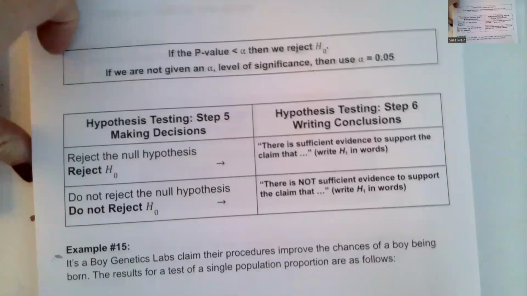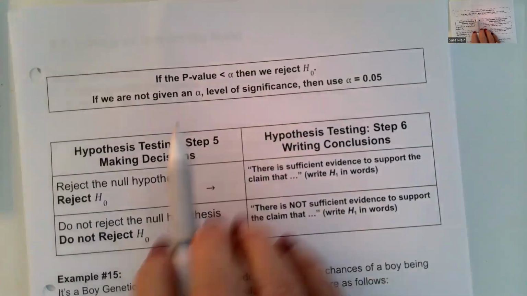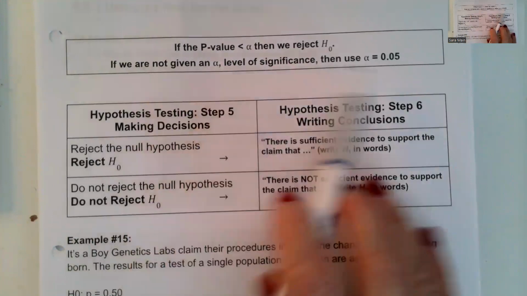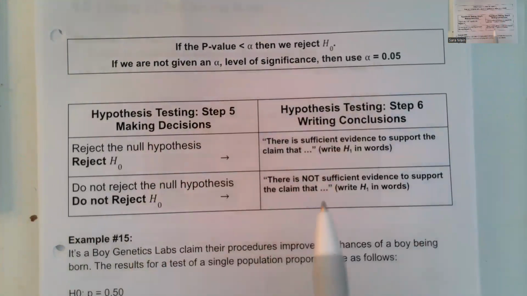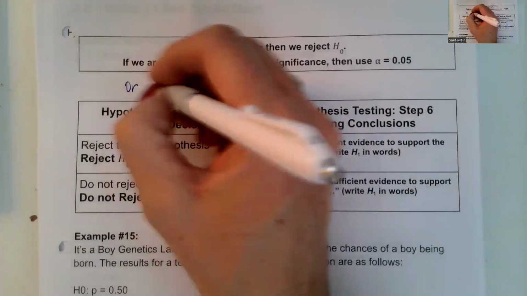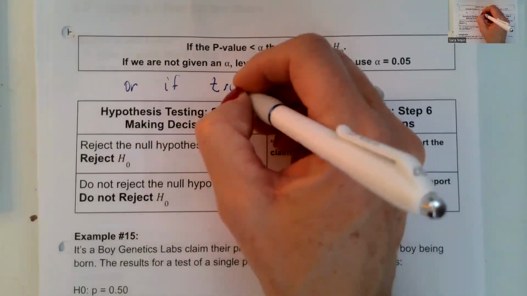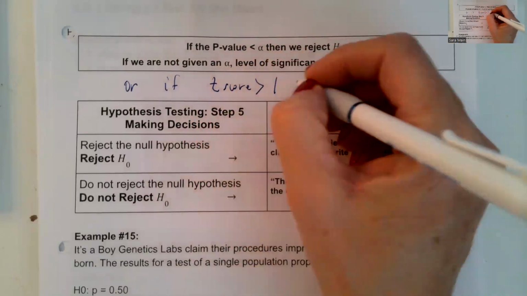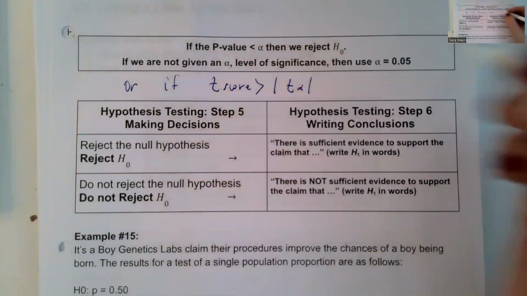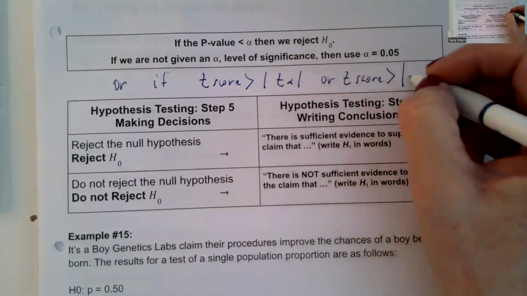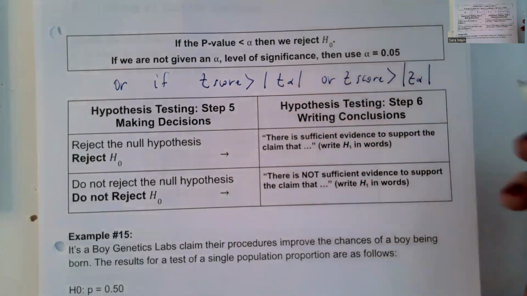So I have it here. I just kind of summed it up here. If our p-value is less than alpha, then we reject H0. If we're not given an alpha, then we use alpha equal to 0.05. Or, like I said before, if our t-score is further away than the absolute value of our critical t-value, or if our z-score is greater than the absolute value of our critical z-value, then we also reject.